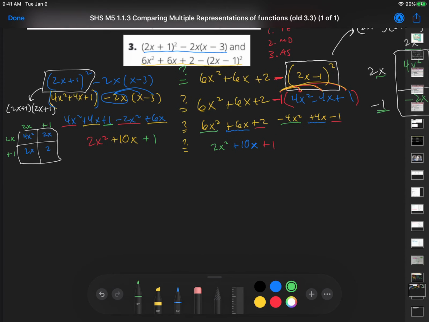All right, let's take a look. 2x squared, looks good. 10x, 10x, and 1 and 1. What does that mean? Yes, they are equivalent.